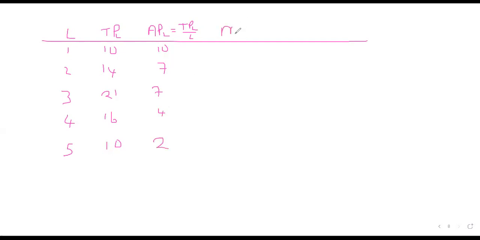Then they also ask us to find the marginal product of labor. So here, if the difference is 1, then we are good to go. So the difference from nothing to 10, we don't know. But from 10 to 14, what is the difference? 4. From 14 to 21, what's the difference? 7. From 21 to 16, what's the difference? Negative 5. From 16 to 10, what is the difference? Negative 4.